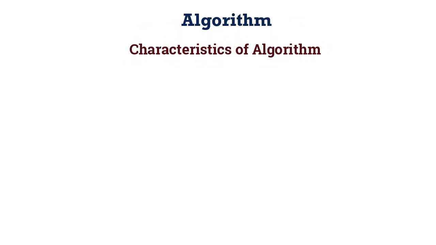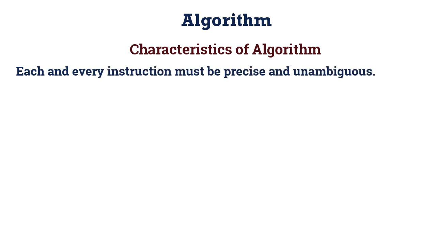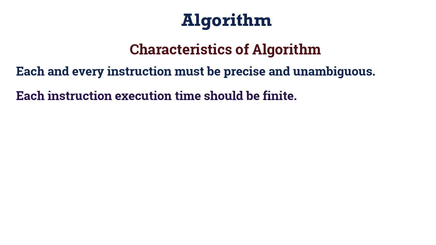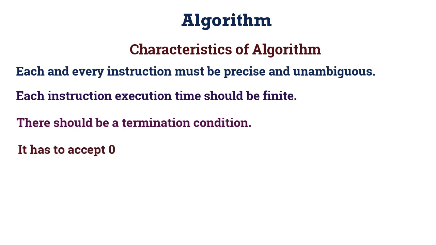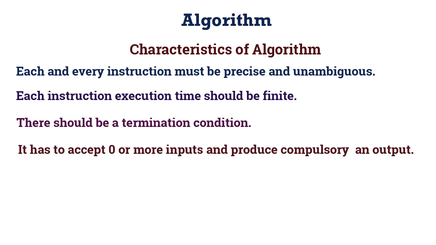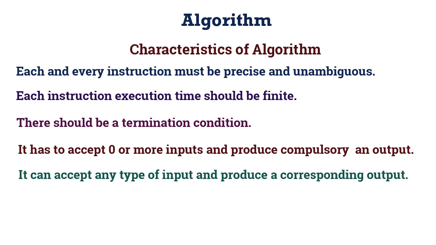The characteristics of algorithms are: each and every instruction must be precise and unambiguous. Each instruction execution time should be finite. There should be a termination condition. It has to accept 0 or more inputs and produce compulsorily an output. It can accept any type of input and produce a corresponding output.